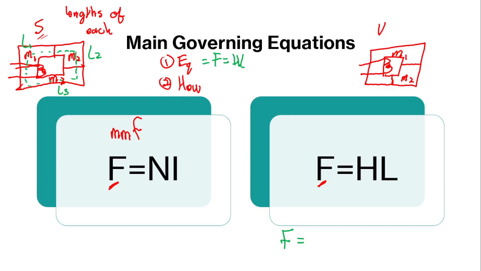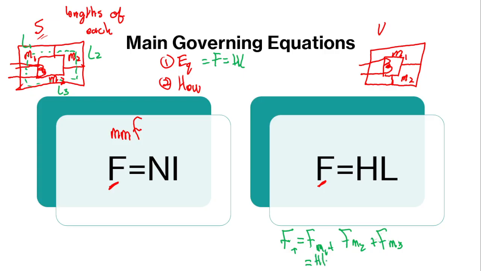So you have an F for M1, M2, and M3, and then you have F total. So Ft will equal FM1 plus FM2 plus FM3. Right, and if I continue, what will Fm1 be in terms of HL?